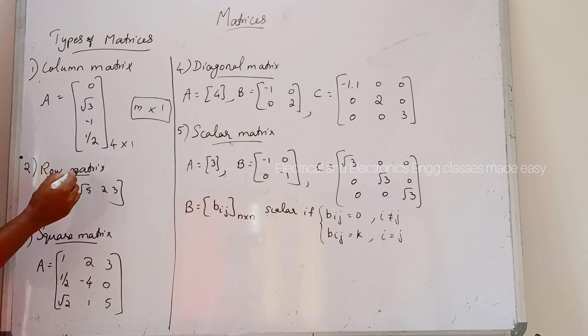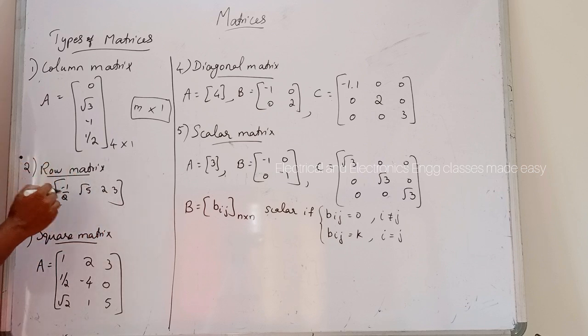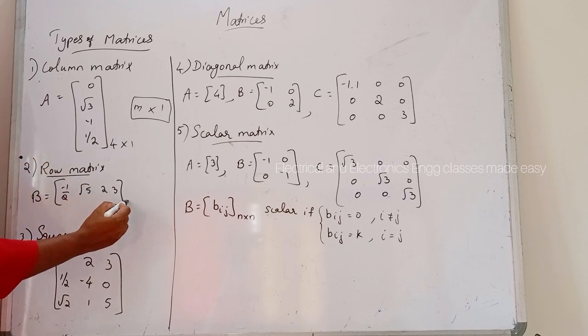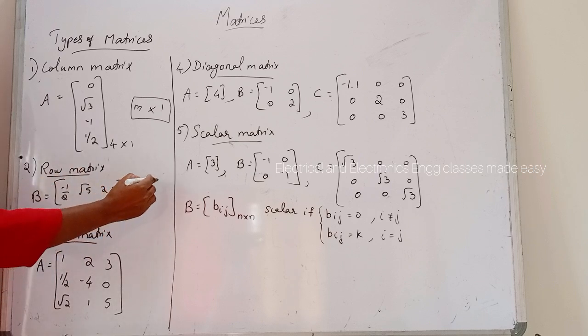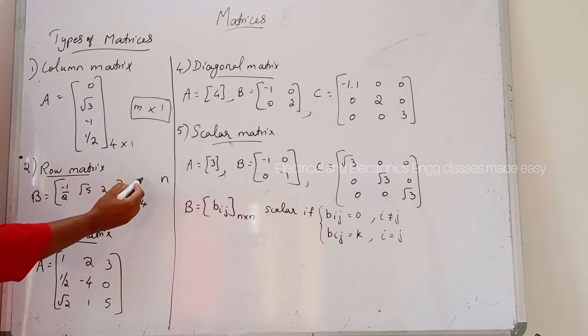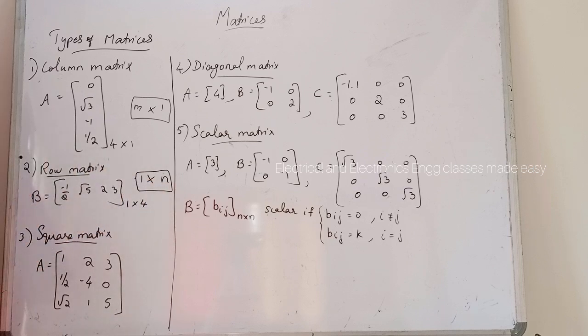Then the next one is row matrix. A matrix is said to be a row matrix if it has only one row. So here B is equal to minus 1 by 2, root 5, 2, 3. Here there is only one row. And what will be the order of this row matrix? Only one row, and then 1, 2, 3, 4, so there are 4 columns. So if a matrix has n columns and only one row, in general we can say a row matrix is of order 1 by n.